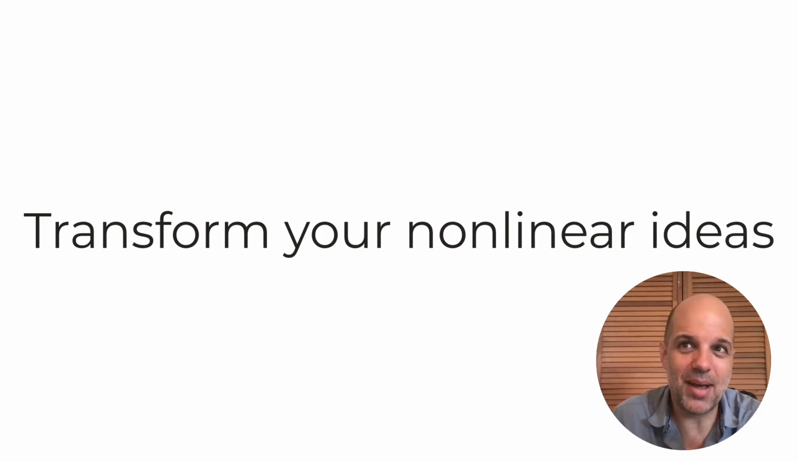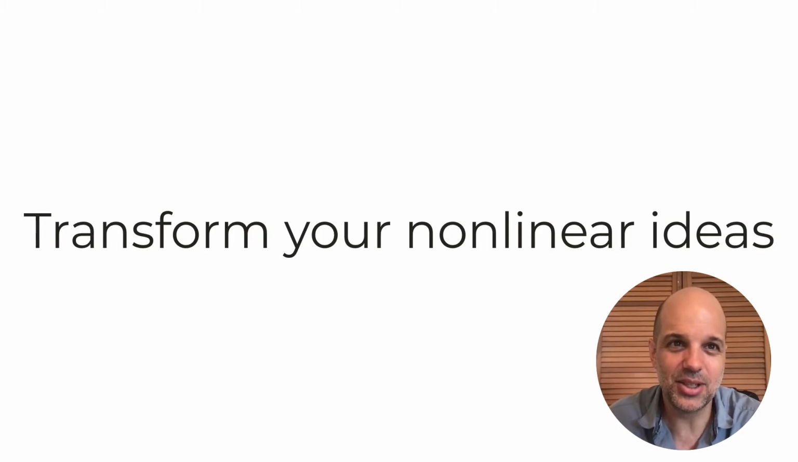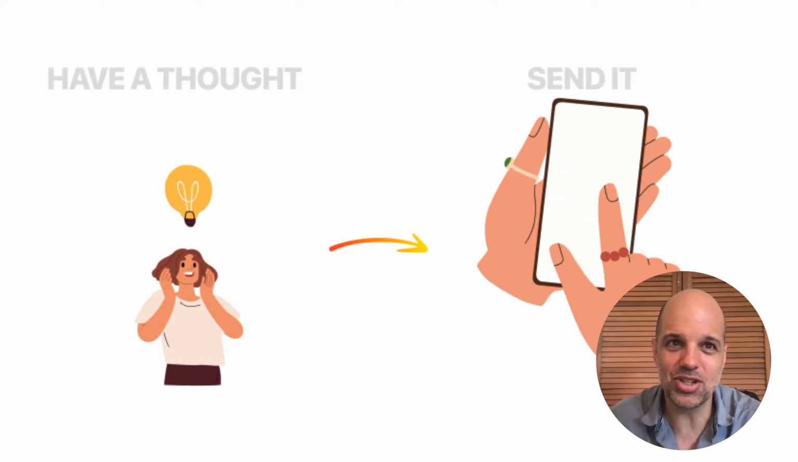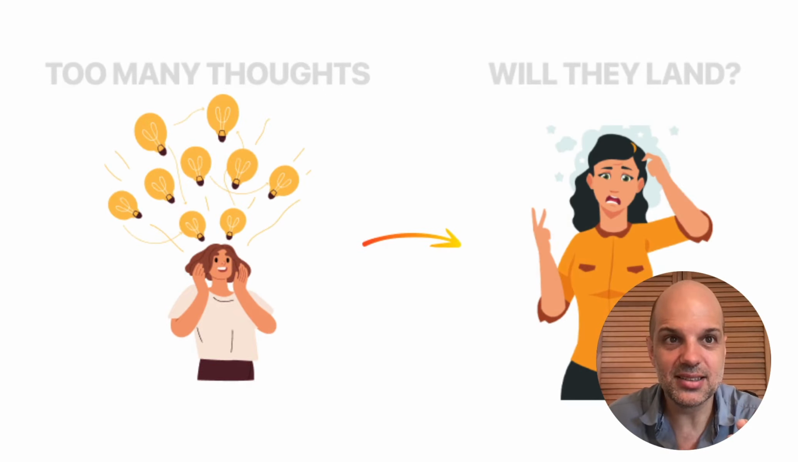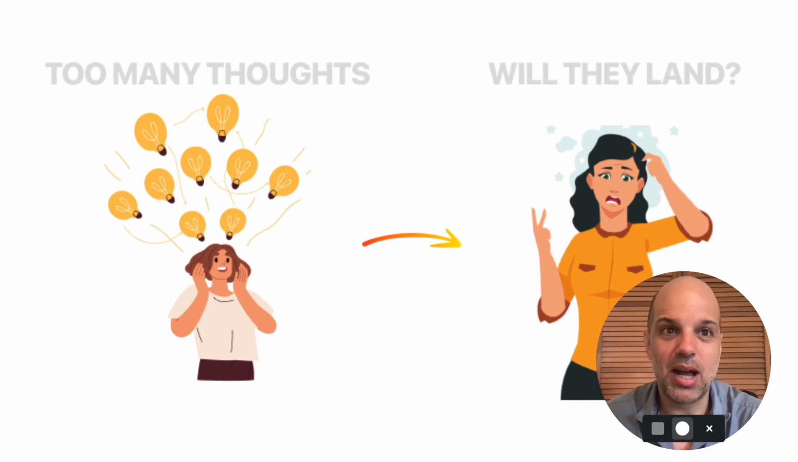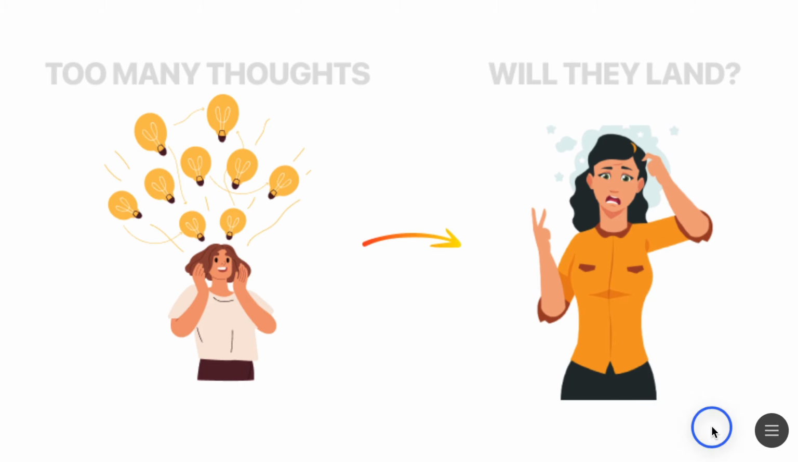In order to describe how to transform nonlinear ideas, we have to first understand what that phrase means. Most of the time when we think about communication, it's pretty simple. You have a thought and you send it. And maybe you have a couple thoughts, so you send one and then you send two. Nonlinear ideas are when you have many ideas and they're all interacting with each other. And the problem is if you talk to them, message them, people might not understand how they fit together.